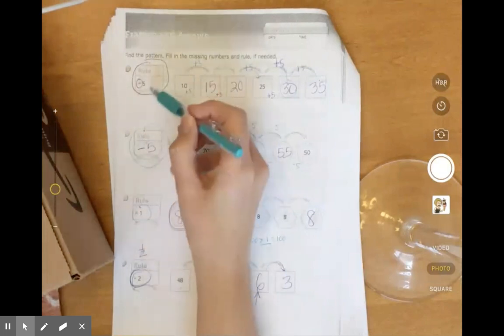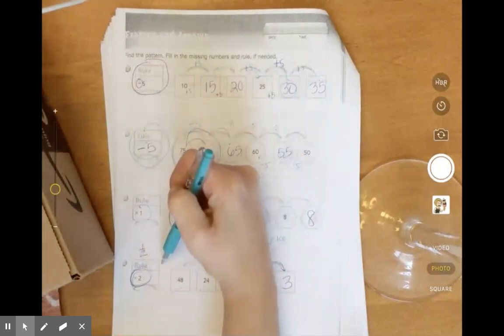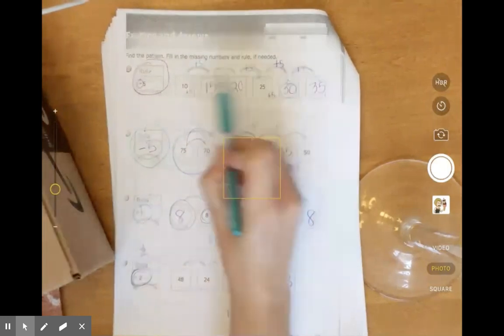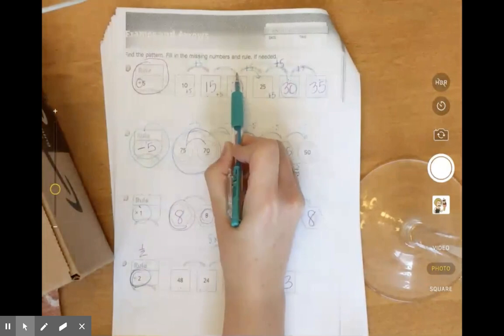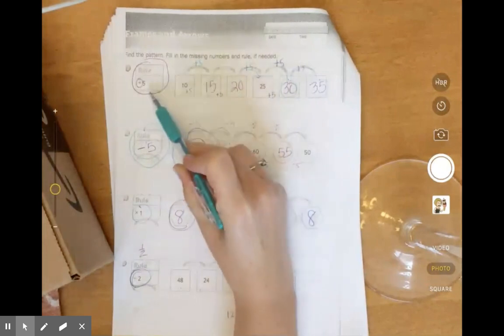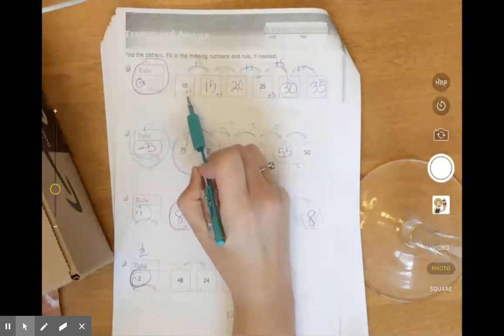So these boxes are telling us the rule. It's telling us what to do. These boxes are called the frames, and then these arrows mean, okay, you better apply the rule. Every time you make a jump, that rule is applied. So this one was plus 5. That means we have to add 5 to every single box.